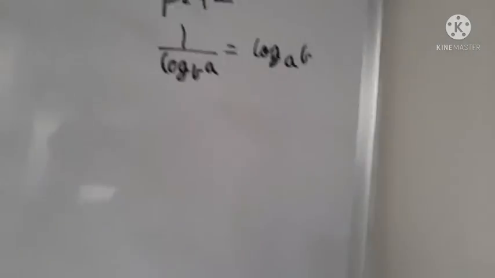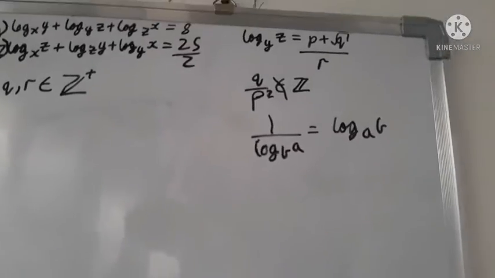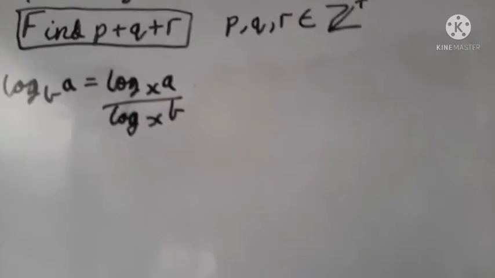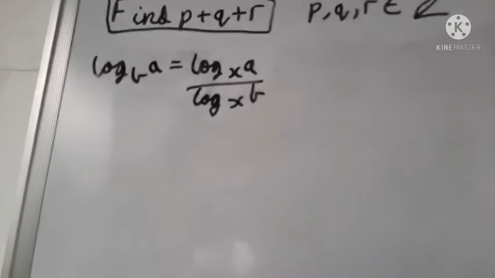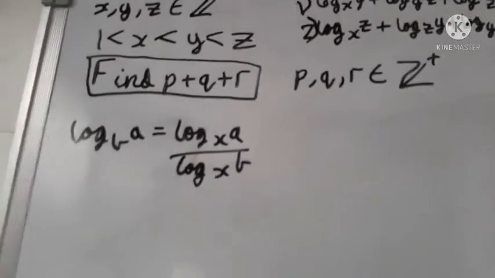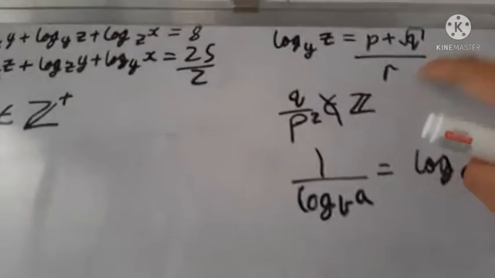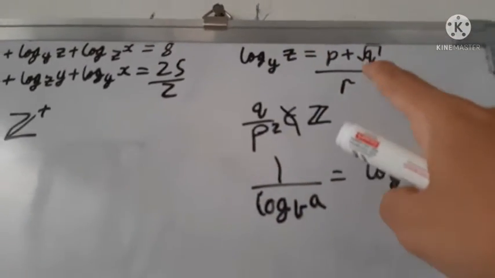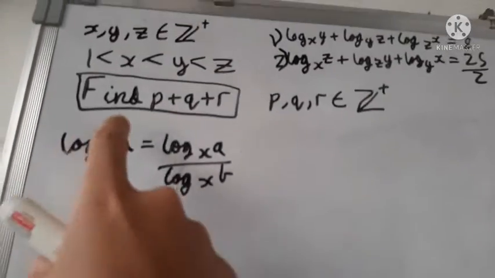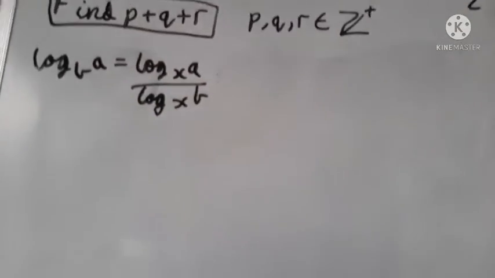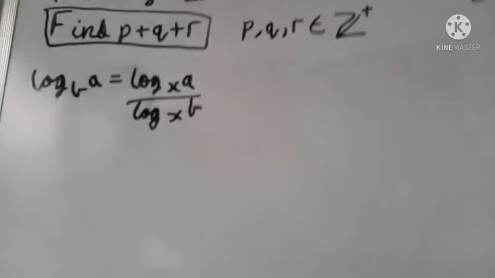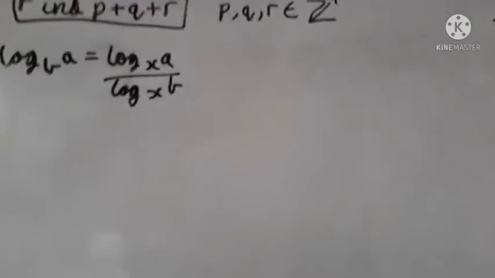Now that I think about it, just a few minutes ago I had a go at this and I think I miserably failed. But I'm just gonna go at it again. Never give up. So they basically said that this is the form of log base y of z, p plus root q over r, right? And they've told us to find p plus q plus r. Okay, so this is quite an intriguing question. I quite liked it when I saw it first. It seemed simple.